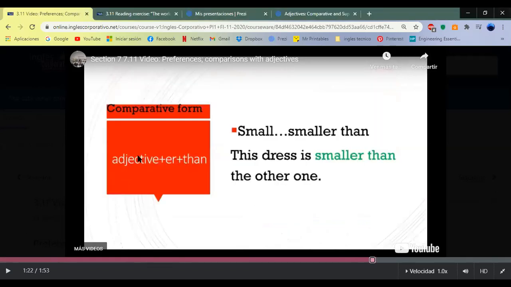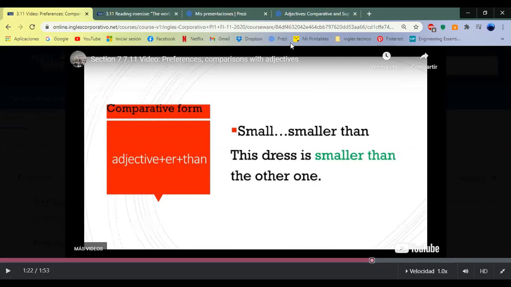Another thing that was mentioned here on the video is that the comparative form is going to be the adjective plus ER plus than. Okay. So we have small, we add ER, smaller than. So we have an example here that says, this dress is smaller than the other one, okay?